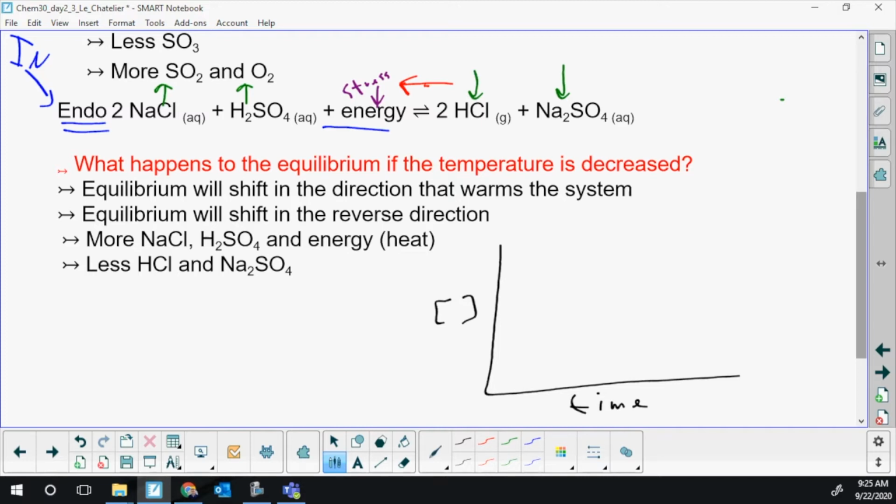So what we would see graphically, and I'm just going to pick one reactant and one product. Let's start with NaCl, and I'm going to pick an arbitrary starting point. I'm going to put HCl. I'll say that concentration is a little lower. And at the very beginning, before the stress, we would have a flat line. A flat line where the concentration isn't changing is indicative of being at equilibrium.